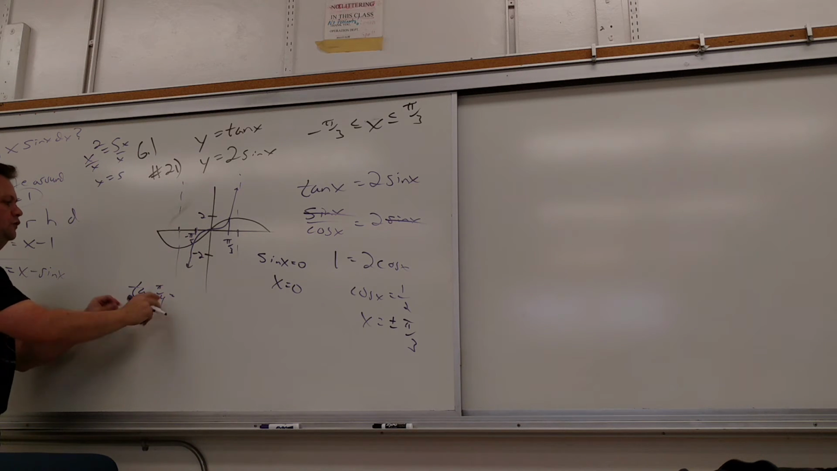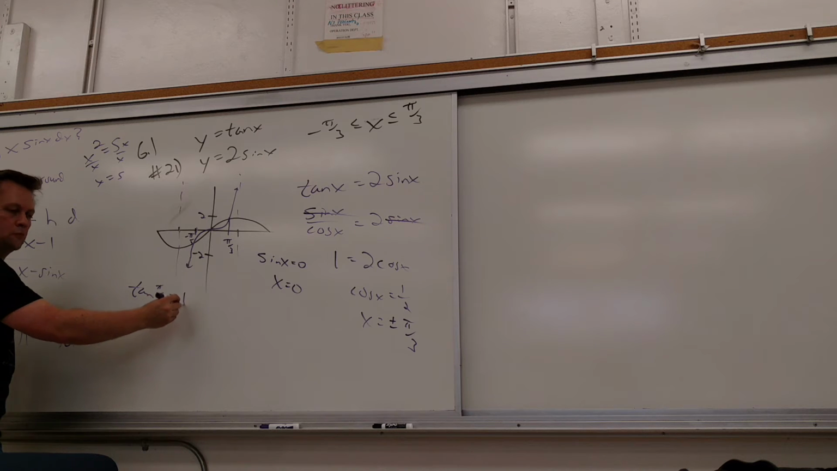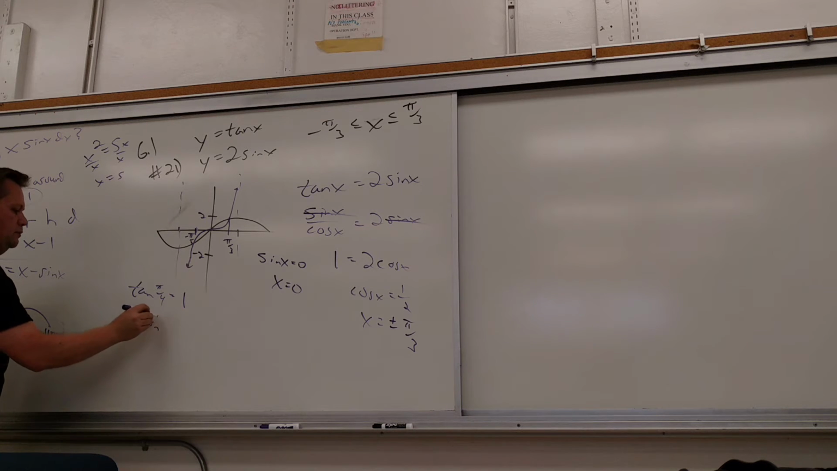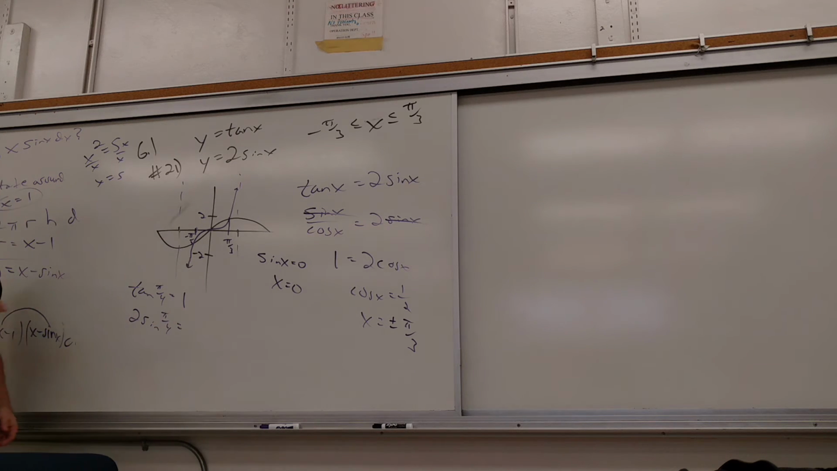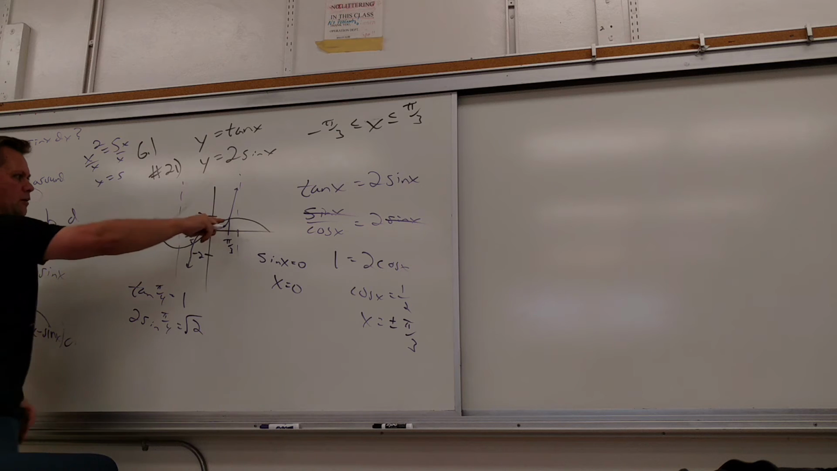So tangent of pi over 4 is what? 1. And what's twice sine pi over 4? Square root of 2. Which one of those is bigger? Square root of 2. So now I'm looking over here, actually.